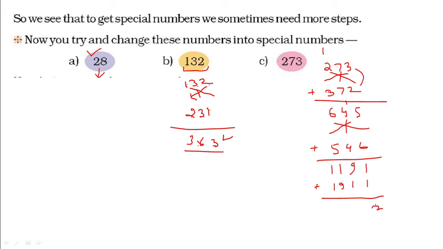2, 9 and 1, 10, 0, carry over 1. 9 and 1, 10, carry over 1, 11, 1 and 1, 2. So it is 2102. Is it a special number? No. Change the digits. 2012. Now add: 2 plus 2, 4, 1, 1, 2 plus 2, 4.